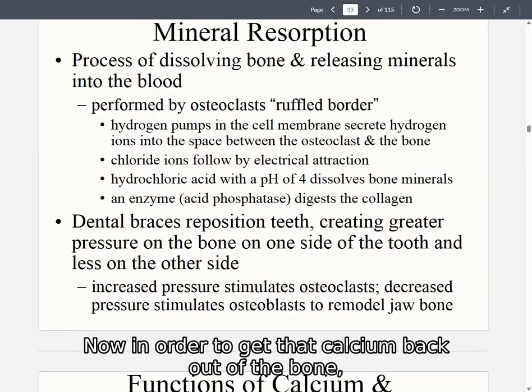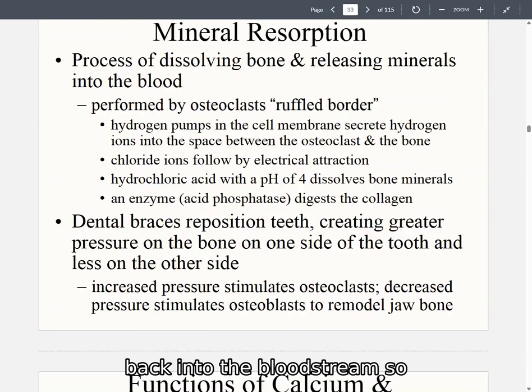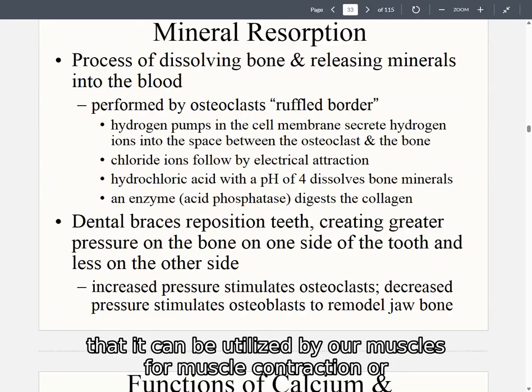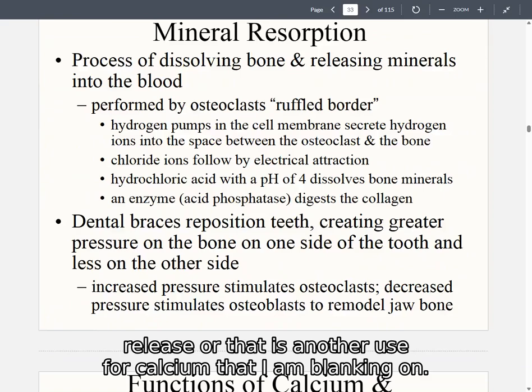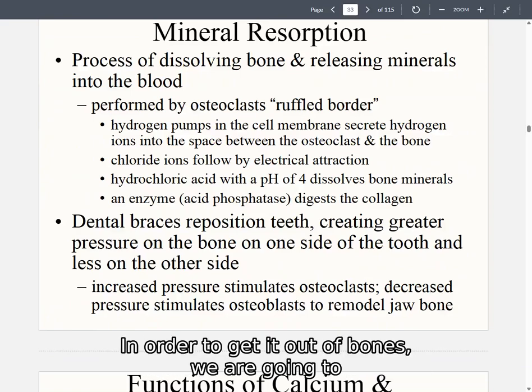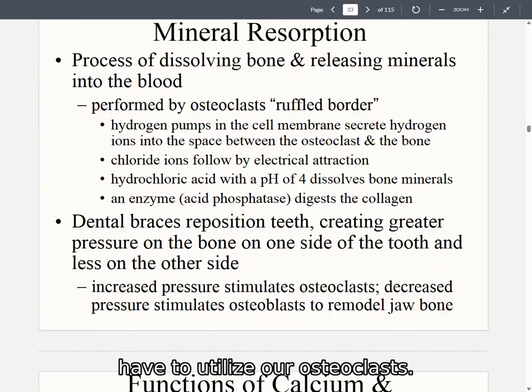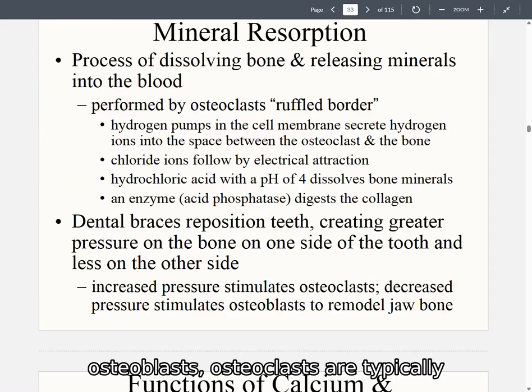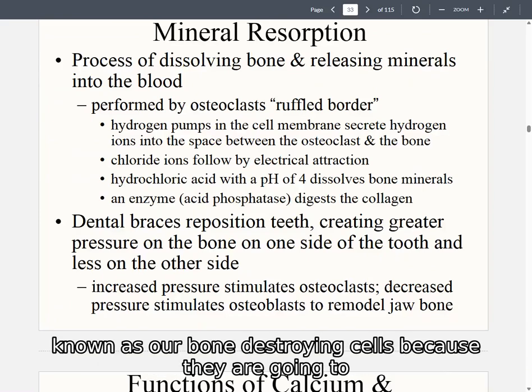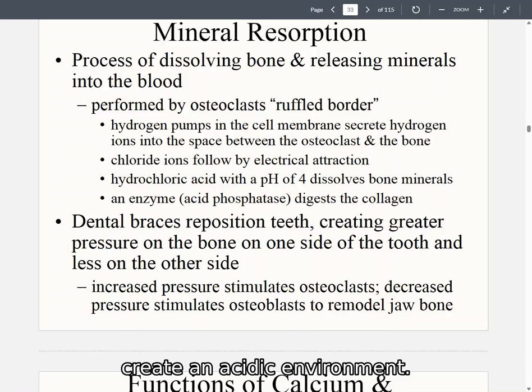Now, in order to get that calcium back out of the bone, back into the bloodstream so that it can be utilized by our muscles for muscle contraction, or our nerves for neurotransmitter release, or there's another use for calcium that I'm blanking on. In order to get it out of bones, we are going to have to utilize our osteoclasts. Osteoclasts are the opposite end of the spectrum from our osteoblasts. Osteoclasts are typically known as our bone destroying cells because they are going to create an acidic environment.